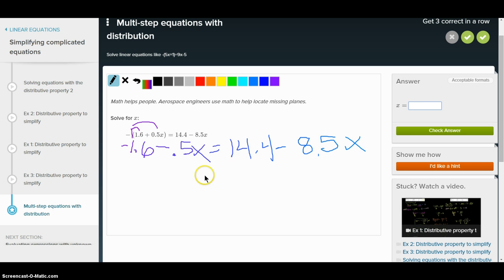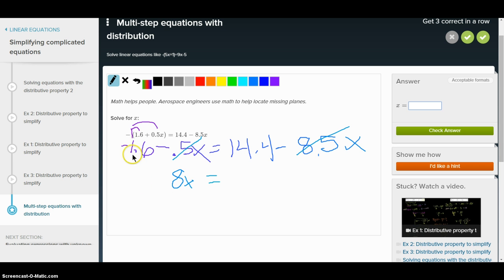Alright, so now we're going to combine like terms, simplify. So let's add 8.5x to this -0.5x. So if we have -0.5x and we're adding 8.5x, that's just going to leave us with positive 8x. Alright. And those go away. And then -1.6, we're going to move that over here so it's on the opposite side of the equal sign, to get the x term by itself.